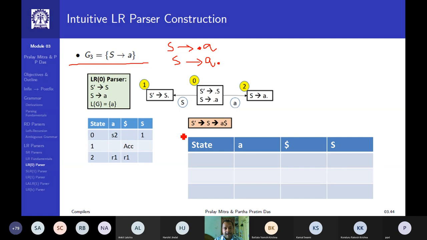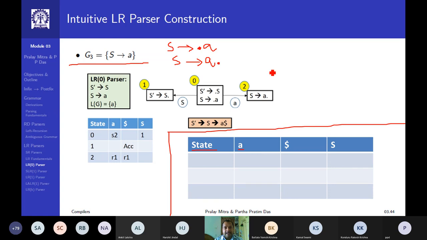Now I am drawing the parsing table. You look at this bottom right side drawing first. What will be the components in your parsing table? The first column is the state number or state ID. Second onwards, corresponding to each terminal, there will be one column.